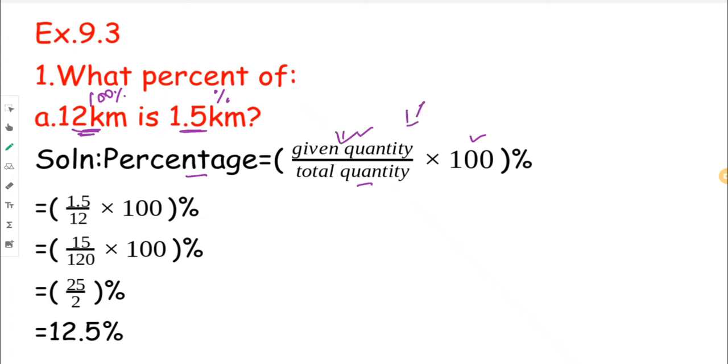Now what is the given quantity? So it will be this one, 1.5, right? Total quantity was how much? The 100%, 12. Okay, then into 100, right? So once you are done with that, pretty simple. So you can see 1.5, right? I want to remove this decimal point. Okay, so how will I remove?